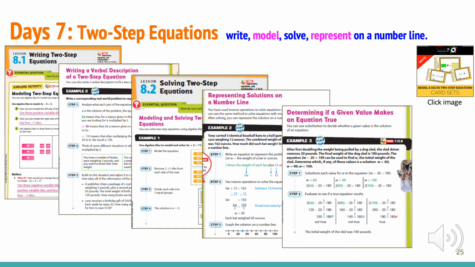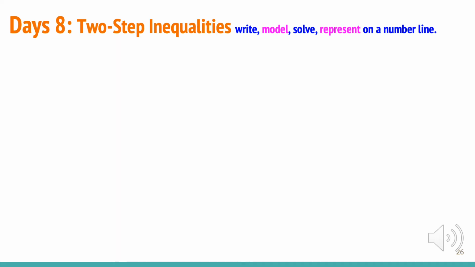Again, Region 18 has a card set that goes with equations, depending on how your timing is going. Now this day 7, this is your 180 minutes. We're not dividing this out into 2 separate lessons. So your pacing, you may have time to do the card set. Then with day 8, you're going to have to accomplish the same verbs: write, model, solve, and represent on a number line.